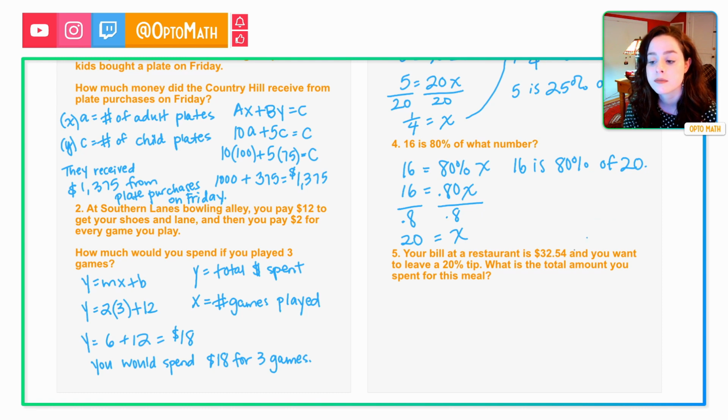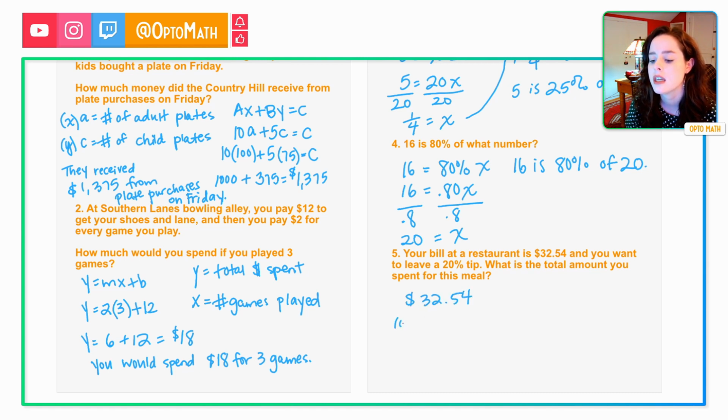Number 5. Your bill at a restaurant is $32.54 and you want to leave a 20% tip. What is the total amount you spent for this meal? So we're going to find 10%. We're going to double that to get 20%, and then we're going to add that percentage back to the original bill.